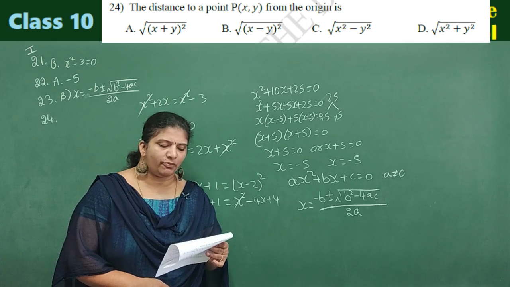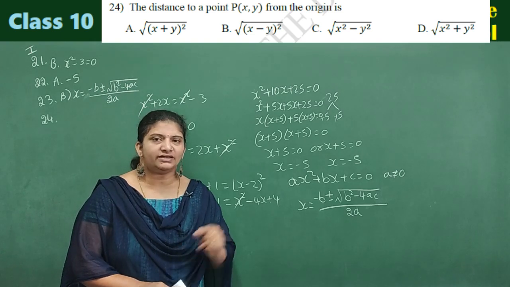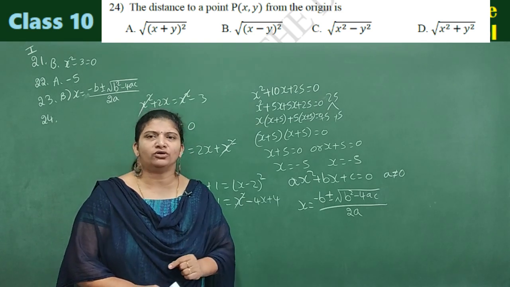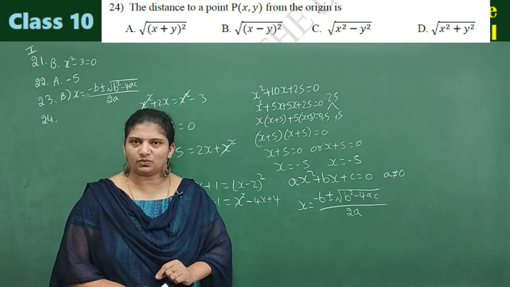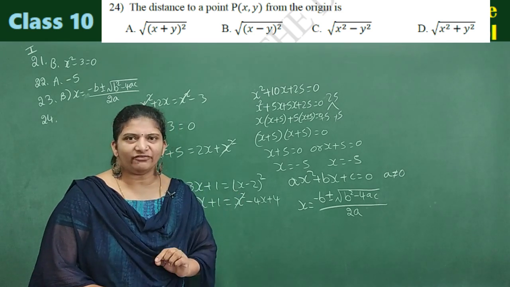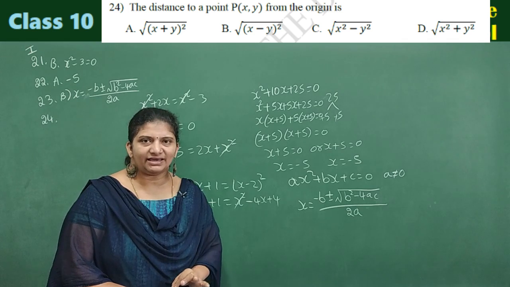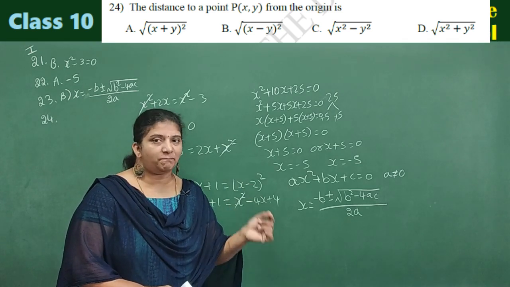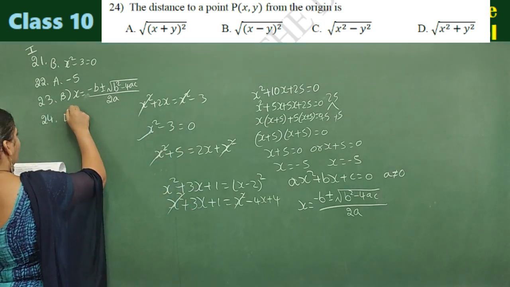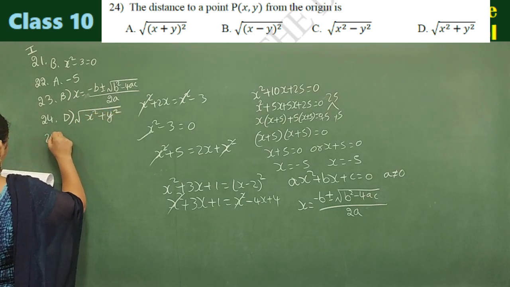24th one, the distance to a point P(x, y) from the origin is. Immediately we remember a formula, the distance from the origin to a coordinate: d is equal to square root of x square plus y square. There is a little confusion here. You may go with option A. Why? (x plus y) whole square, you mark it there. Don't do that. The formula is square root of x square plus y square. Check for the answer. Option D. Square root of x square plus y square.